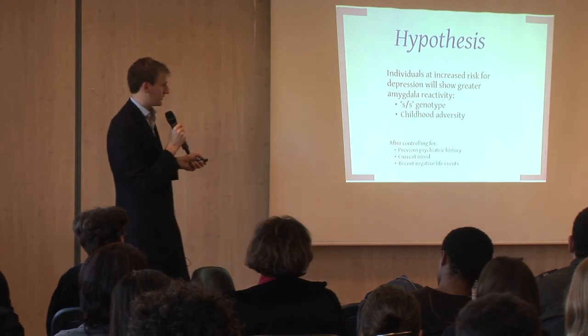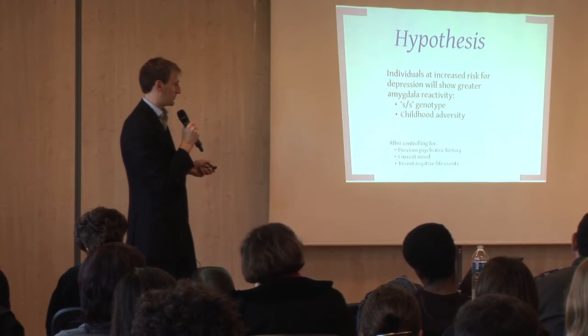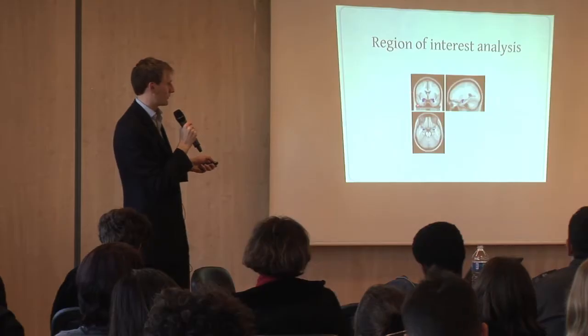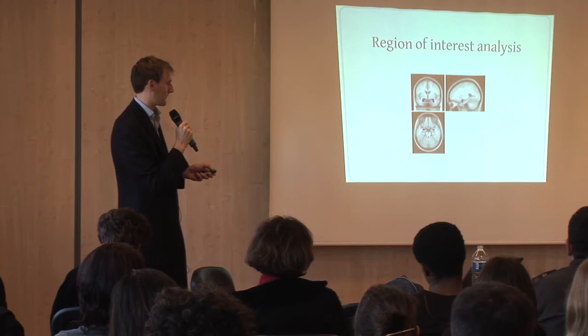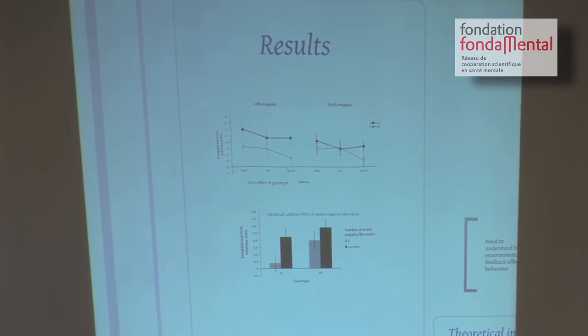That is, those with the SS genotype and in particular the childhood adversity groups. And this is, as I mentioned, after controlling for previous psychiatric history, current mood and recent negative life events. So I think the main contribution our study makes is to look at childhood adversity by taking into account all these other later variables, which hasn't been done so much previously. Okay. And we used a region of interest approach focusing on the left and right amygdala, where the signal was extracted and then processed in SPSS.